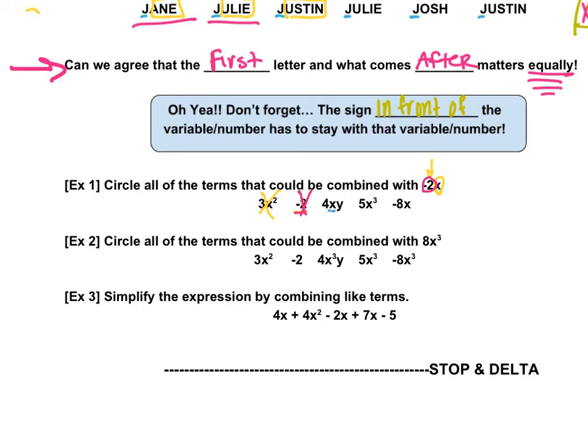This one, yes, it has an x, and so does this. Let me see if I can erase this. There we go. This also has an x, but there's nothing after it. And this has a y after it. So it's not the same thing.